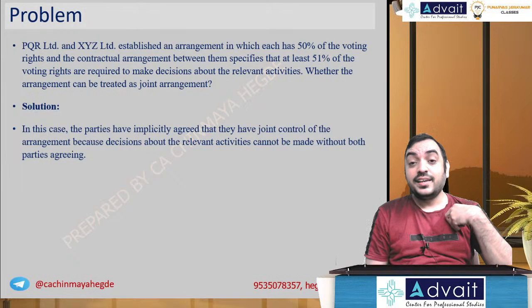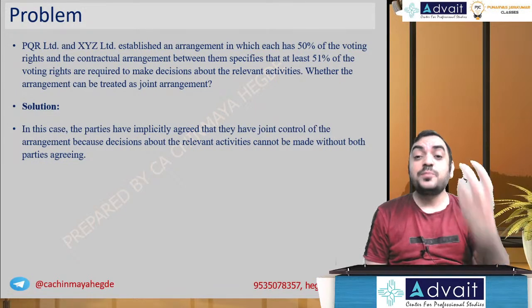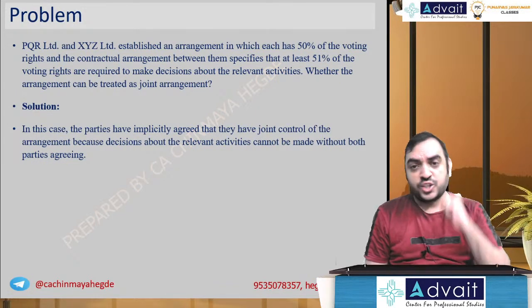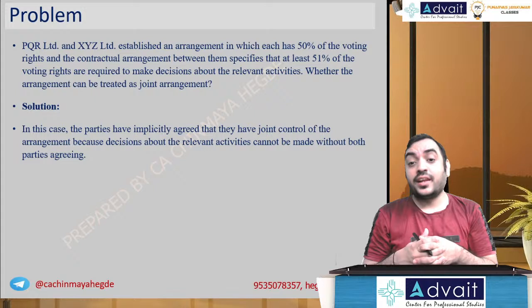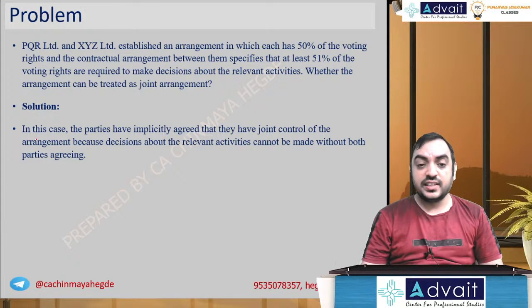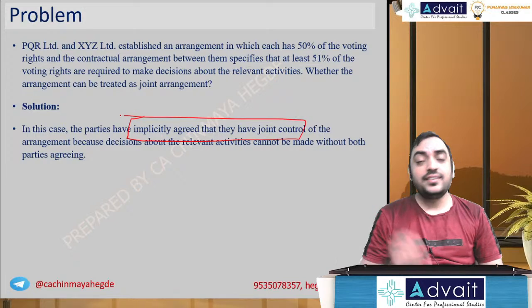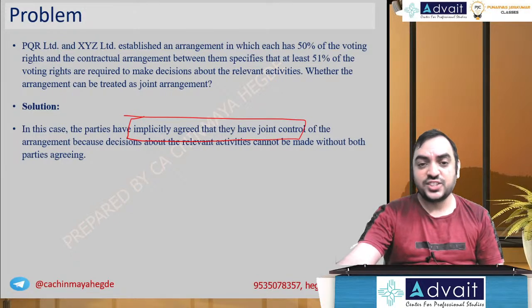One party can stop another party from taking a unanimous decision. Both the parties are required. Joint consent is required, and the contractual arrangement is in place. Yes, this is also implicitly they have the joint control. Yes, they have the joint control.